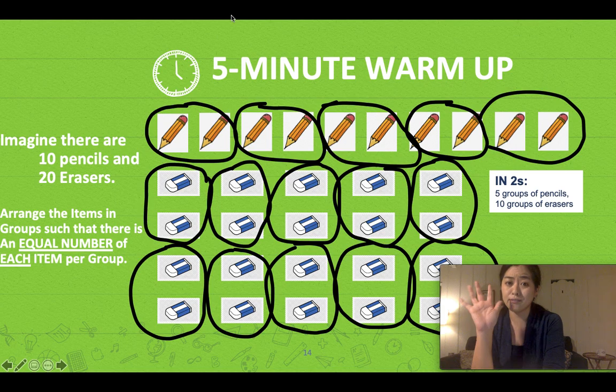There are 5 groups of pencils with 2 pencils in each group. There are 10 groups of erasers with 2 erasers in each group. Do you see that?